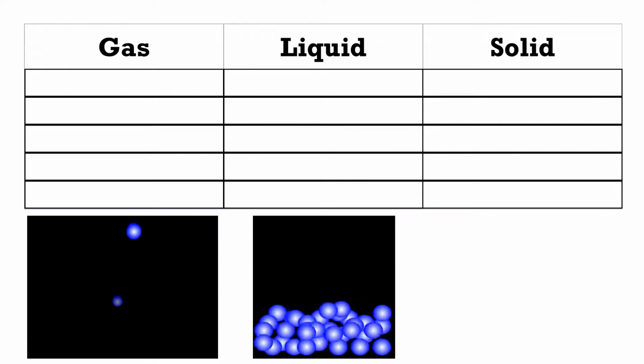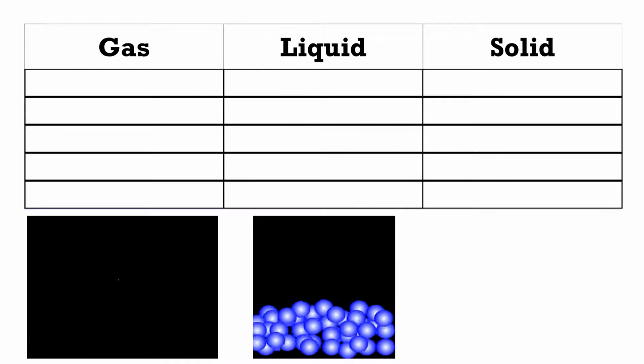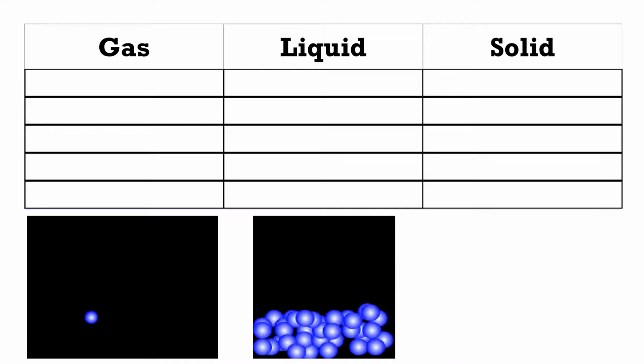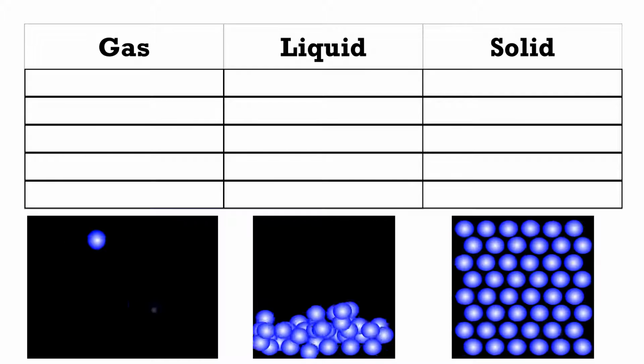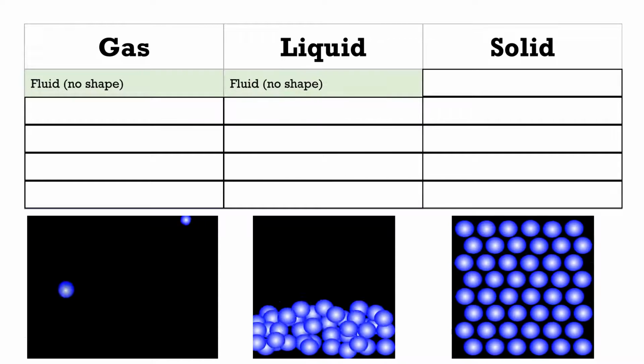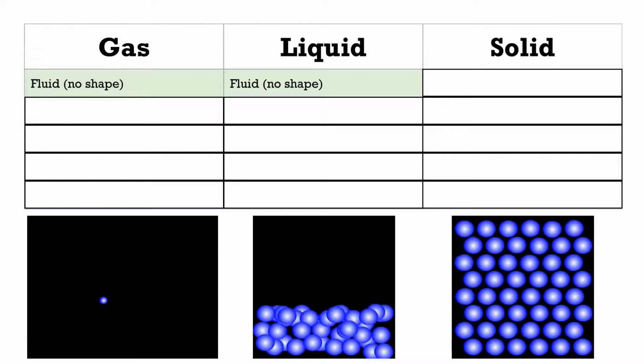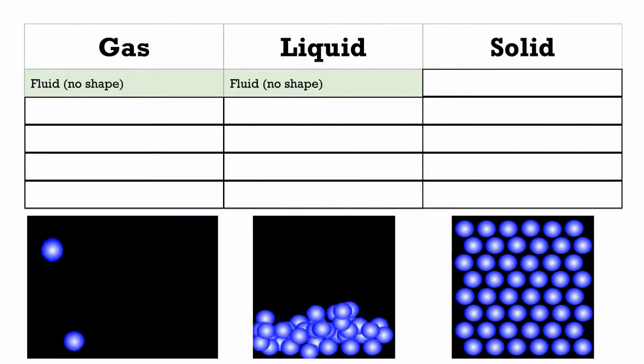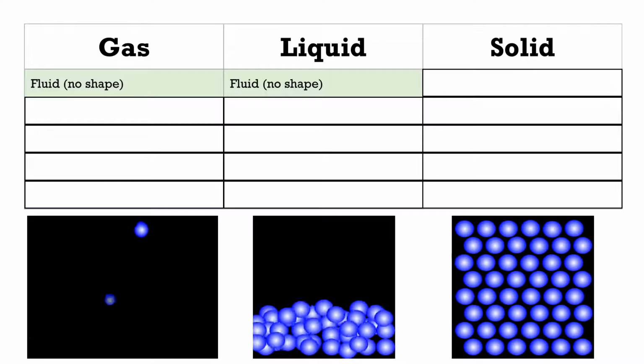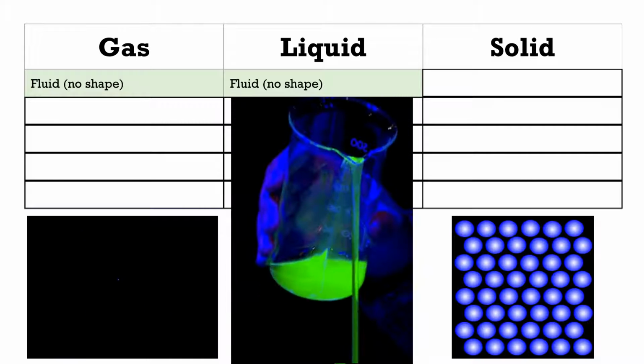Here you can see we have gas molecules very far apart, not very dense at all. Liquid, we're going to see that we definitely have particles much more closely packed, and solid the most closely packed of all of them. Now, one thing that gases and liquids have in common is that they're fluid. They don't have any shape. They will take the shape of whatever container they happen to be in. You would call this fluidity.